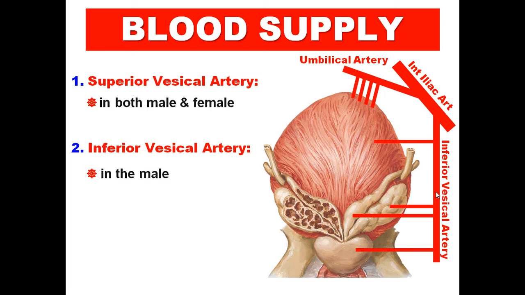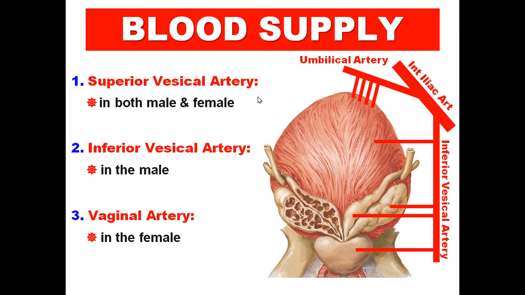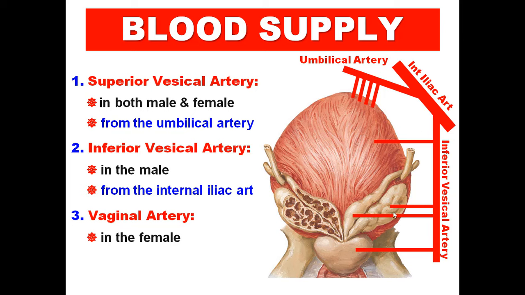male and vaginal artery in the female. Superior vesical artery, okay, is a branch from the umbilical artery. Inferior vesical artery is a branch from the internal iliac artery, and the vaginal artery is a branch from the internal iliac artery. Just reminding you of the distribution of the inferior vesical artery.